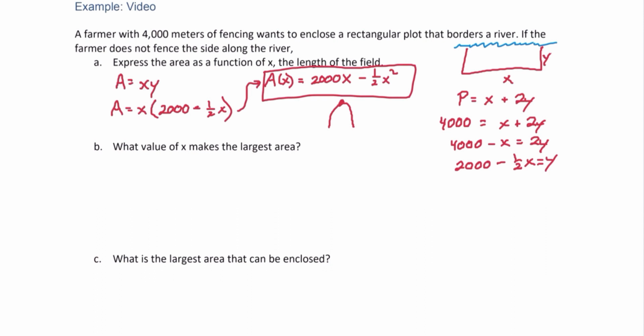Part B, what is the value of x that makes the largest area? So here we're looking for the x value of that vertex. The equation is x equals negative b over 2a. B in this case is 2,000. So we have negative 2,000 divided by 2 times a, which is negative a half. This gives us 2,000 meters.